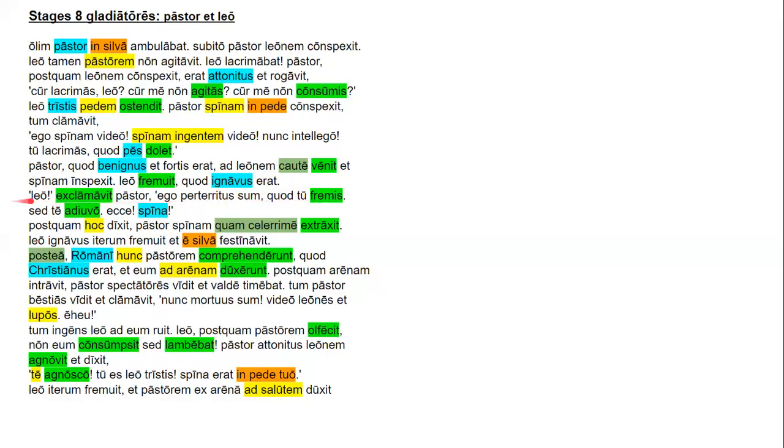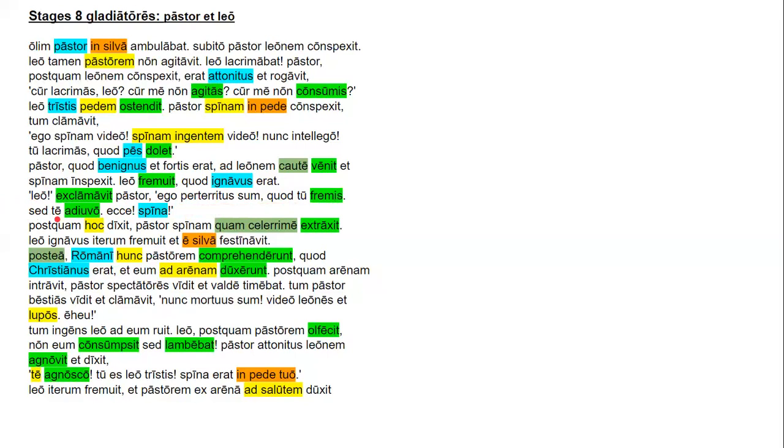So, putting it all together: "Lion," exclaimed the shepherd, "I am terrified because you are roaring." Next sentence: "Sed te auduo, ecce spina." Sed is a conjunction, and it means "but." Te is the accusative form of tu, "you," so you is the one receiving the action of this verb. And auduo means "to help," and it is a first person singular verb. It means "I help," right? And you can tell because it has that long O on the end of it. So, "but I help you."